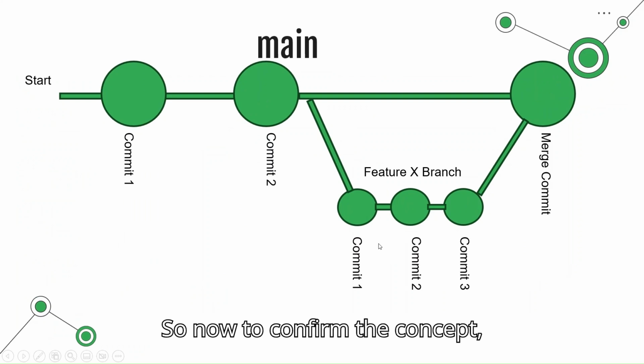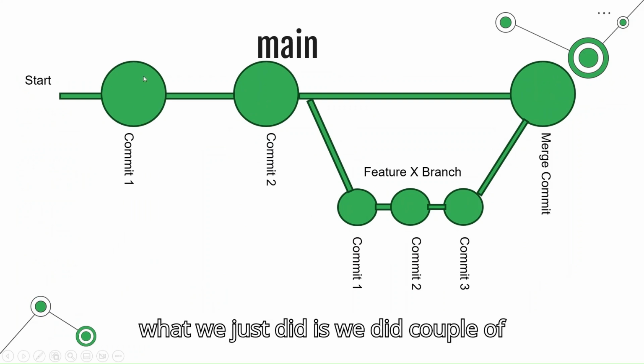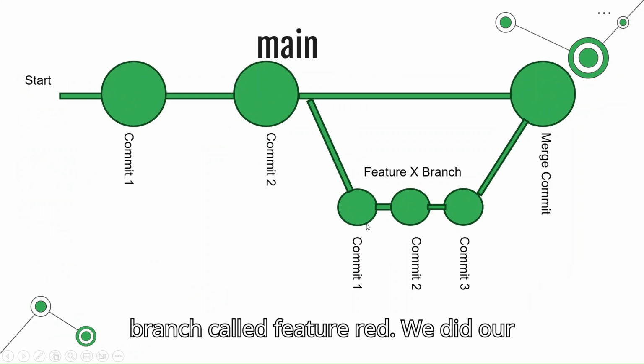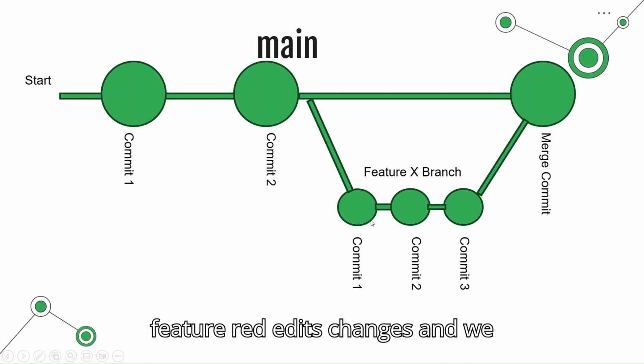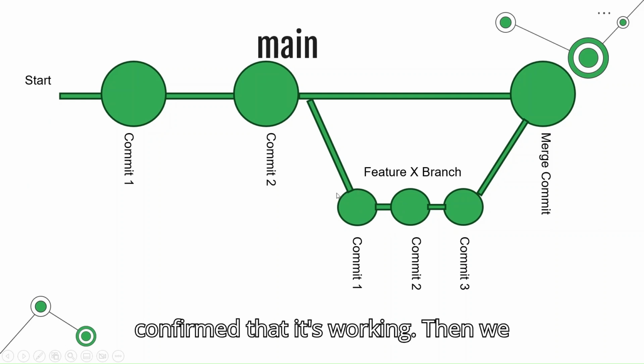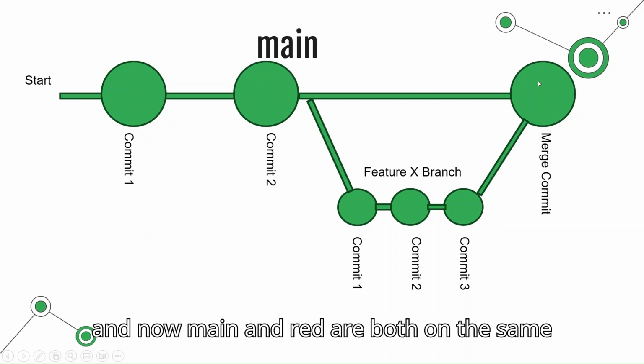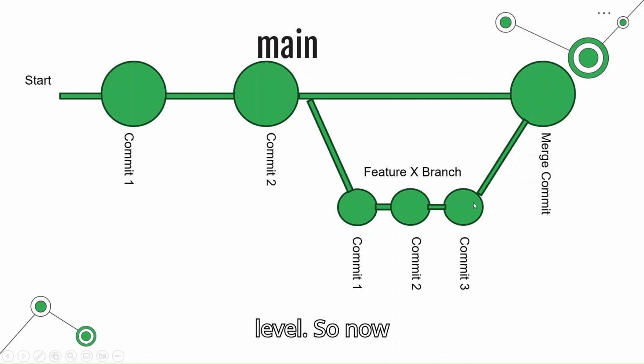So now to confirm the concept, what we just did is we did a couple of commits on main branch. We created a branch called feature red. We did our feature red edits, changes, and we confirmed that it's working. Then we finally merged them both. And now main and red are both on the same level.